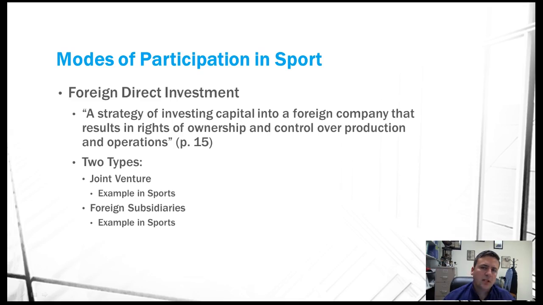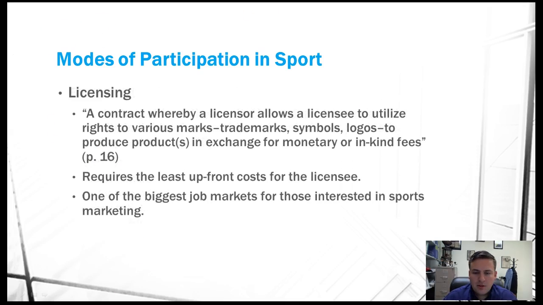The second type of foreign direct investment is a foreign subsidiary. And foreign subsidiaries are basically companies whose headquarters are in another country, but they trade domestically. And so, for example, Wilson Sporting Goods is an example of a foreign subsidiary. Wilson Sporting Goods is a subsidiary of a Finnish group called Amer Sports. And so while the headquarters is in Finland, Wilson Sports would be an example of a foreign subsidiary in the United States.